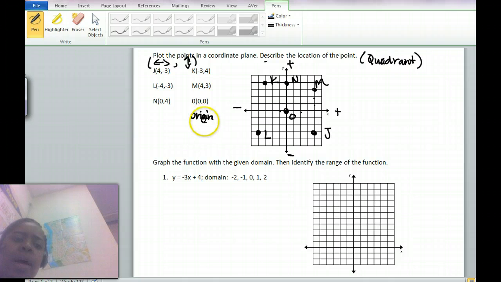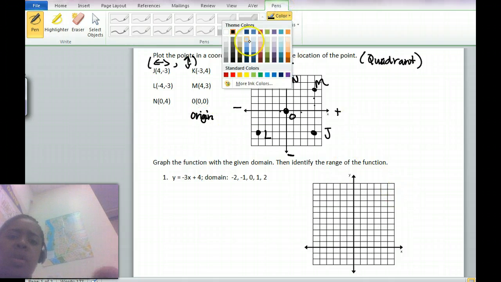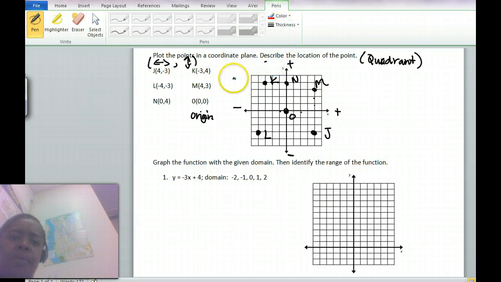Origin, O-R-I-G-I-N, origin. So one thing I forgot to do was to say the location also. So here's what we know. This is quadrant 1, 2, 3, and 4. So this point right here, J, is in quadrant 4.